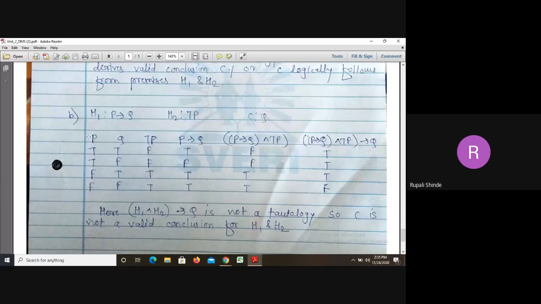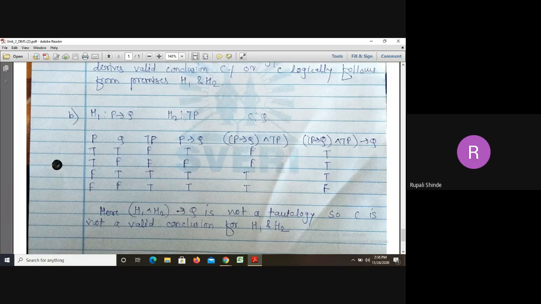Now we have to solve it. Value for P, T T F F, Q, T F T F, negation P, F F T T. Now P conditional Q. So for this P conditional Q, the second row is F, and for the rest of the values it is T only. Now in the next column we have to take conjunction between premises. So what are the premises? P conditional Q and negation P. Now take the AND operation, that is conjunction operation between these two. F T, that is T F, F, F F, F, T T, T, T T, T.